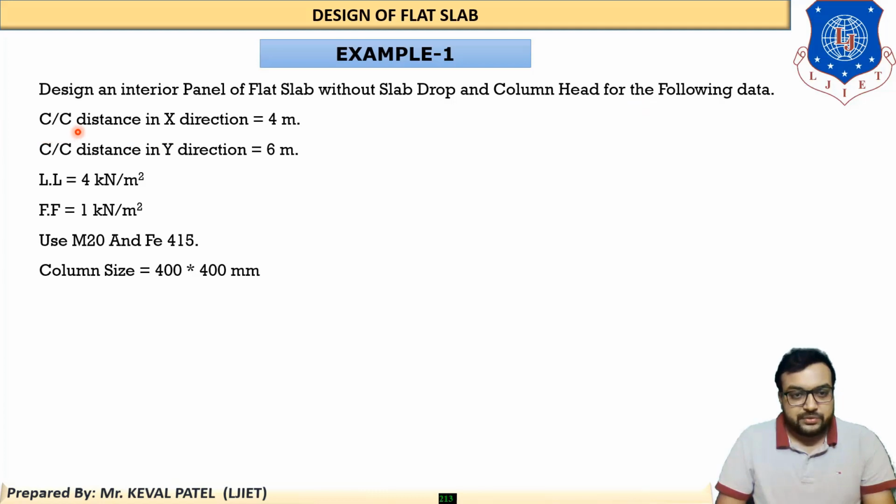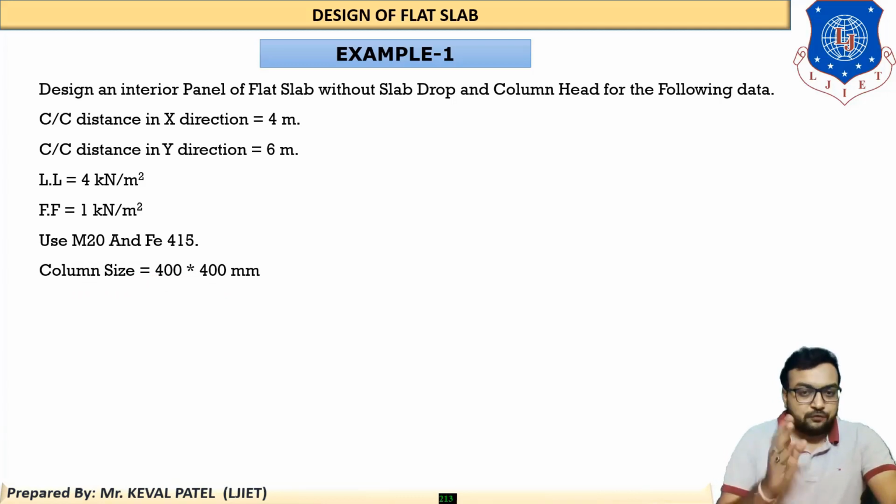The center to center distance in x direction is equal to 4 meter. Center to center distance in y direction is equal to 6 meter. Live load is equal to 4 kilonewton per meter square. Floor finish is 1 kilonewton per meter square. Use M20 and Fe415 and your column size is 400 cross 400 mm.